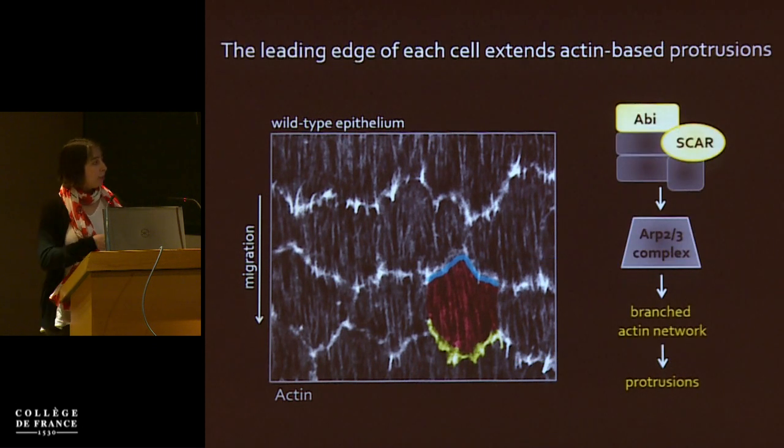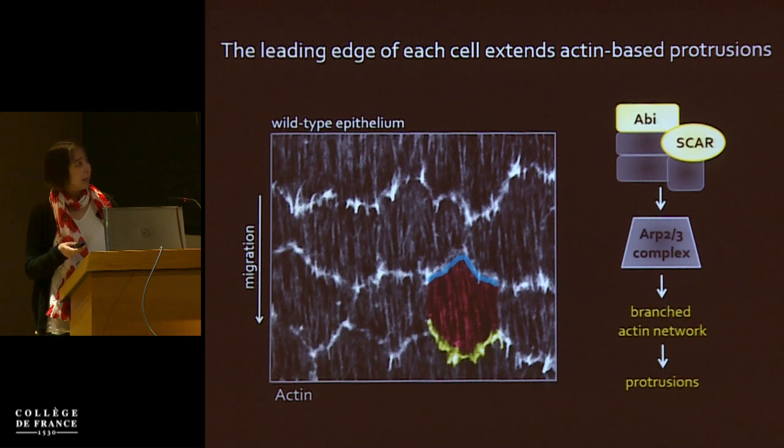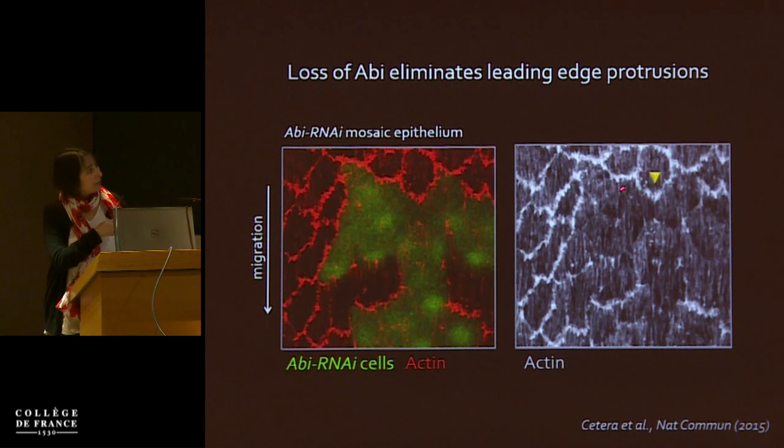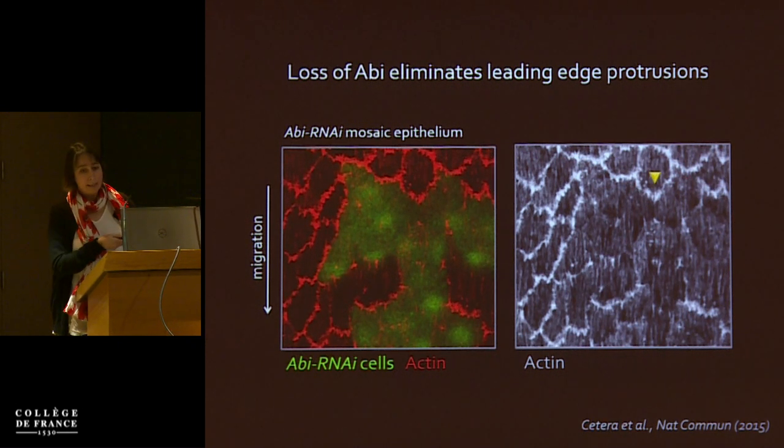Now, at the leading edge, these cells are forming actin-based protrusions that are under the control of the ARP2/3 complex and the SCAR/WAVE complex. And the reason that we know this is if we remove the function of the ABI protein by RNAi, here we're doing this in a clone of cells marked in green, we can eliminate the protrusive structures. So just to orient you, this is a wild type cell with a bright white protrusion at its leading edge, right next to an ABI RNAi cell that lacks these structures.